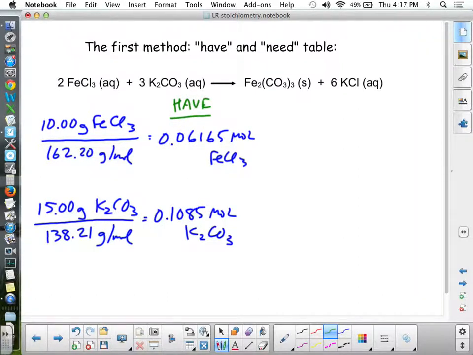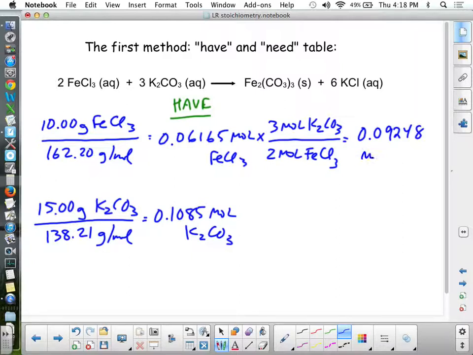That's what's actually present. To figure out which is limiting, I will multiply each of these by the appropriate mole ratio to figure out how much of the other reactant I need. So I'll take my moles of iron 3 chloride and multiply by the mole ratio, 3 moles of potassium carbonate needed for every 2 moles of iron 3 chloride I have, to give me 0.09248 moles of potassium carbonate needed.